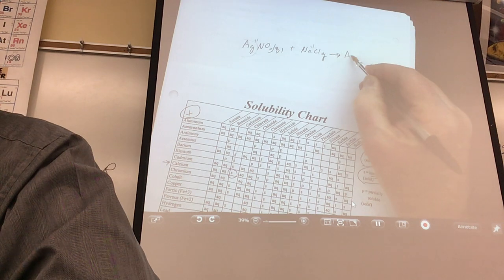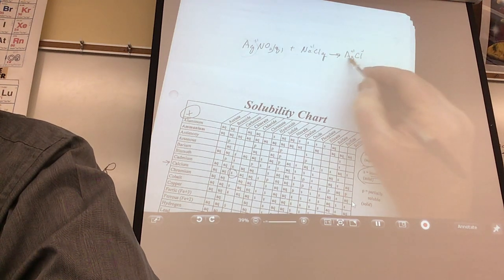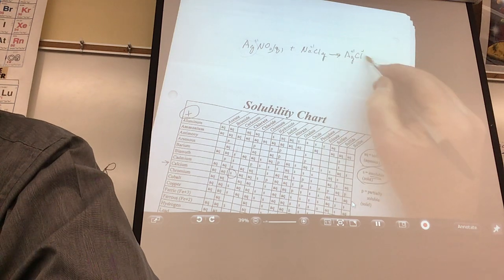Say it again. Silver? Yeah, silver chloride. Yes. Now, silver is +1, and chlorine's -1, so it's just a coincidence that's 1 and 1. Get that? What's the other one?